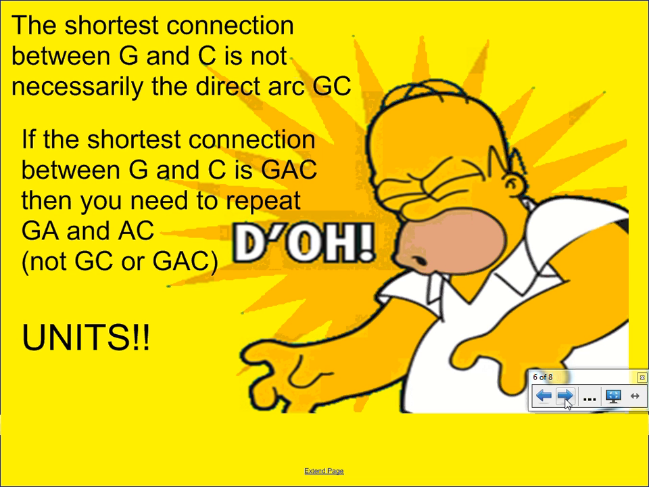The shortest connection between G and C is not necessarily GC, and indeed the examiner, if they've done their job well, has sneakily put another route in between G and C that you won't notice. So if the shortest connection between G and C is, for example, GAC, then when you're stating what you're going to repeat, you're not repeating GC or GAC. That's not an arc. You're repeating the arcs GA and AC, and that's what you're getting marks for. And like you said, units.